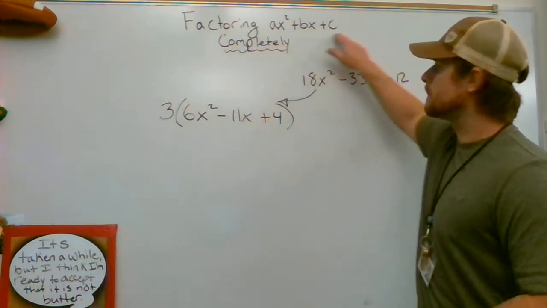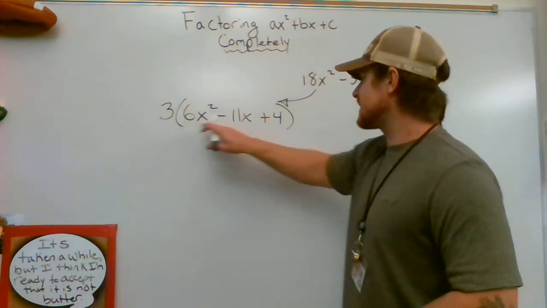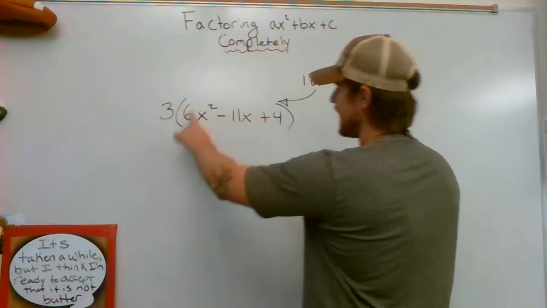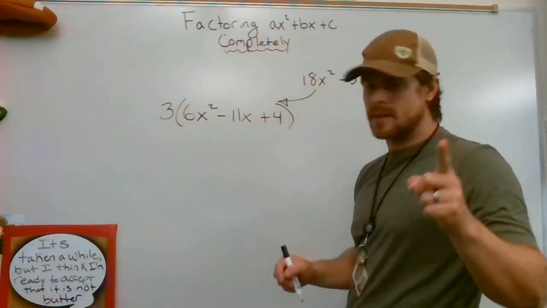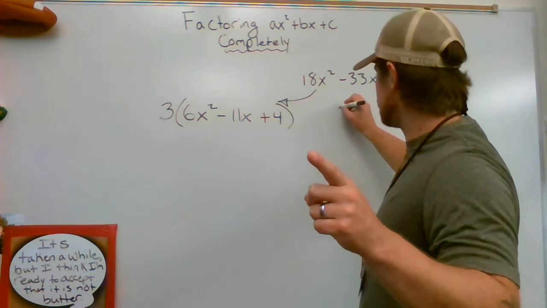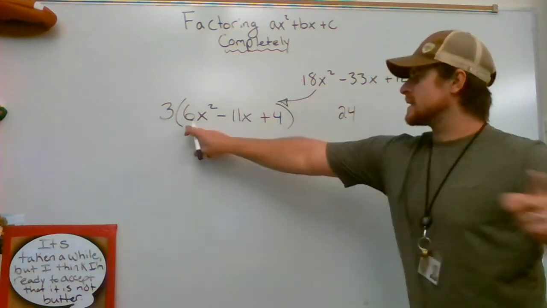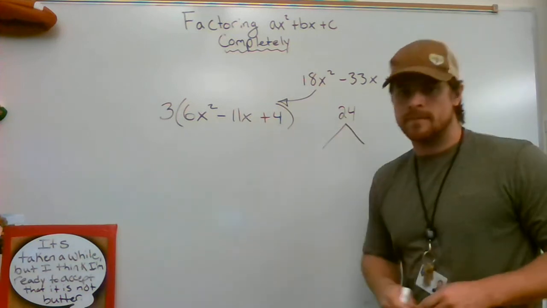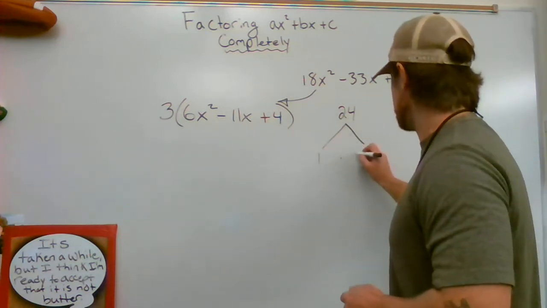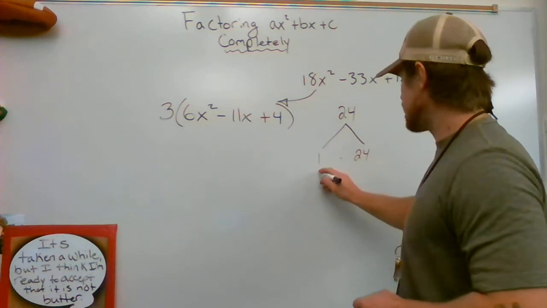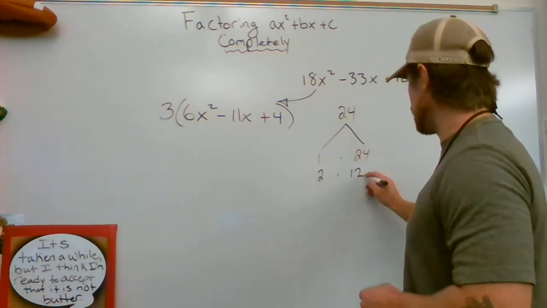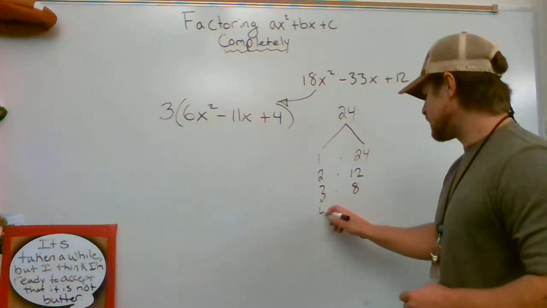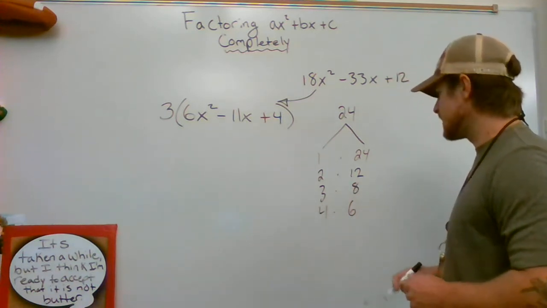All right, so I have 6 times 4. Why am I multiplying 6 times 4? Multiply A times C. Step number 1. A times C is going to give me 24. 6 times 4 makes 24. List out my factors of 24. Okay? We got 1 times 24. We got 2 times 12. We got 3 times 8. We got 4 times 6.